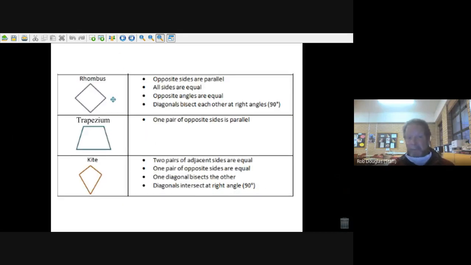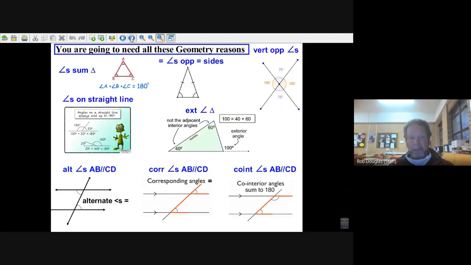A rhombus has all the properties of a parallelogram, but what's kind of special about it is the diagonals come together at 90 degrees, and all the sides are the same. Okay, and you're going to have these notes. You need to look at the properties of a kite and the adjacent sides that are equal. And one of the diagonals, the shorter one here, gets bisected by the other diagonal.